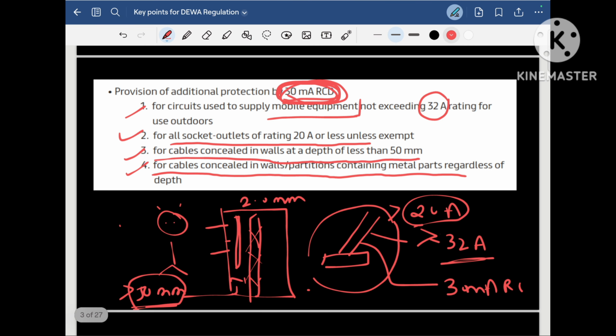In DEWA, they will frame questions using this important topic, asking when a 30 milliampere RCD is required, and they will give a multiple choice question including any one of the points. You have to choose the correct one.